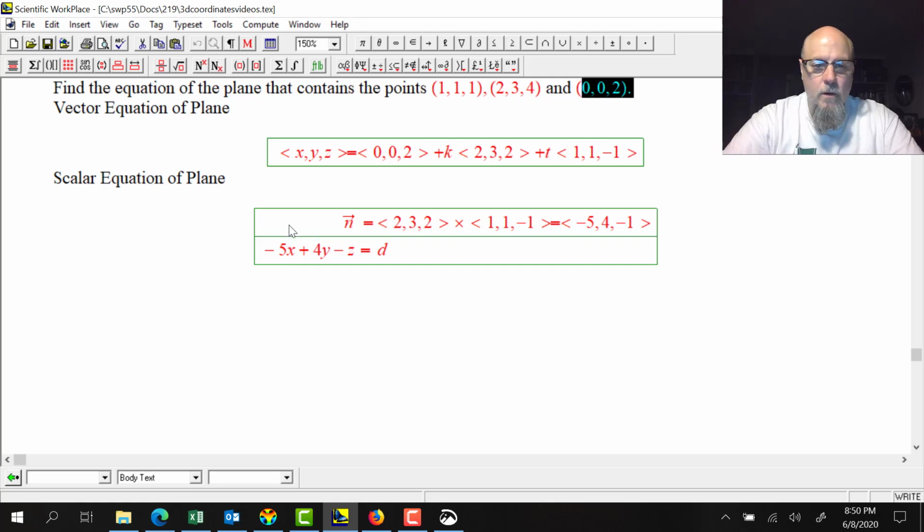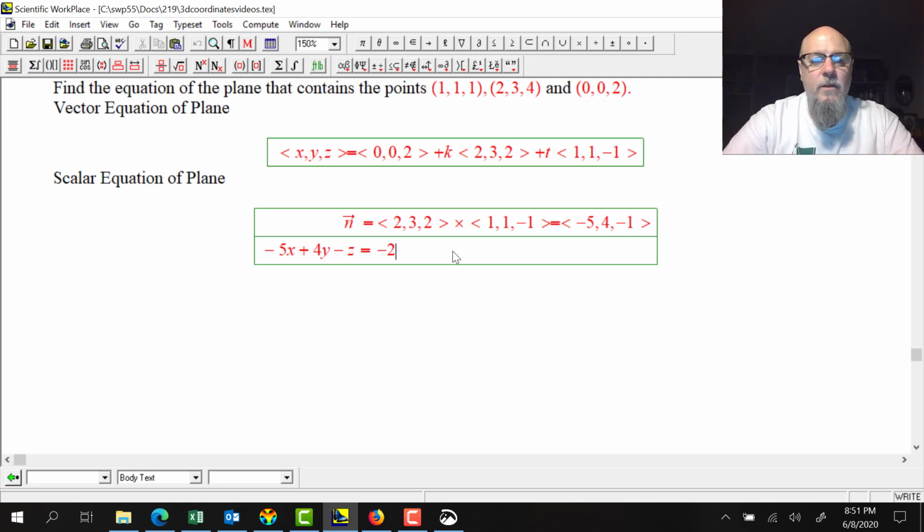Because I'm plugging in 0, 0, 2, that means D must be equal to minus 2. This is the scalar equation of the plane that contained those 3 points. Now, am I right? Well, if all 3 points are on that plane, then I'm right. So if I make x equal to 1, y equal to 1 and z equal to 1, that's going to be minus 5 plus 4 minus 1, which is minus 2. Okay, so the first point is on the plane. If you check these other 2 points, they will also be on the plane.